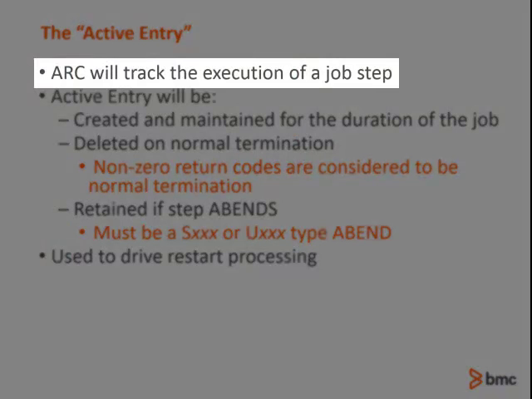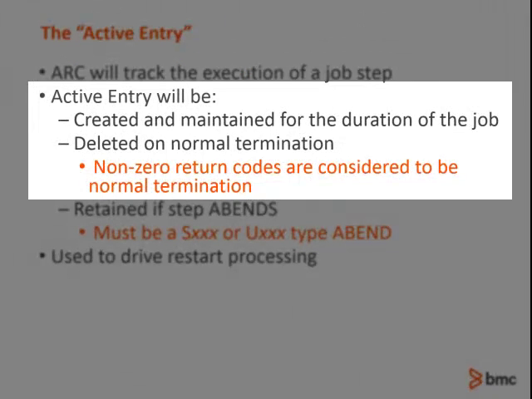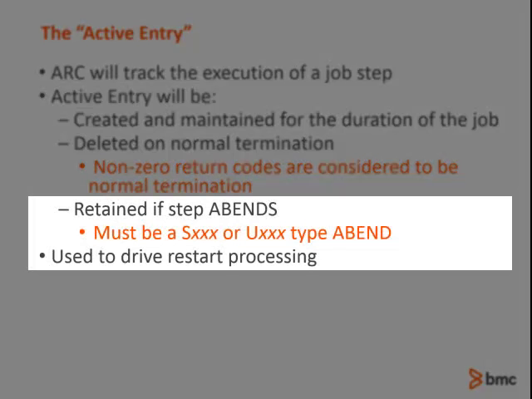ARC monitors the execution of a program as it is running. It uses an entity called the active entry to track the status of the program. The active entry will exist as long as the program is running. If the program completes normally, the entry will be deleted by ARC. However, if the program abends, the active entry will be retained by ARC to drive the restart. The abend must be either a system or user abend. ARC does not attempt to restart programs that simply issue a non-zero return code.